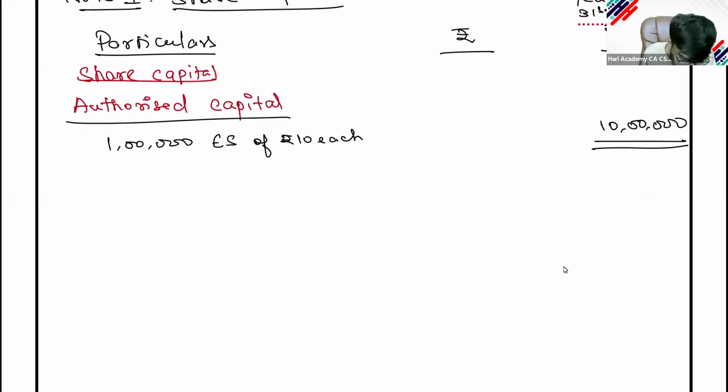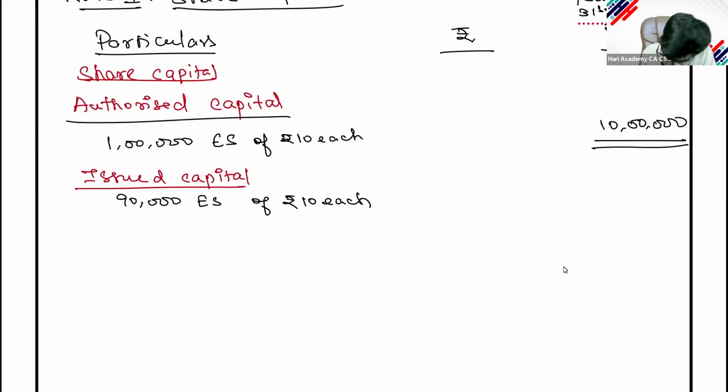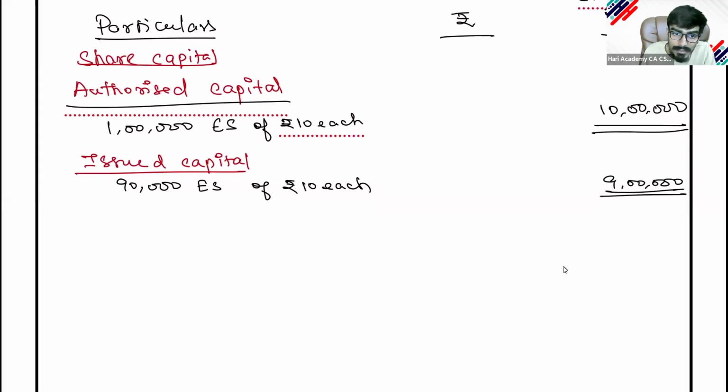Next, listen. Assume there is an issued capital. Authorized capital and issued capital both are just disclosures. 90,000 equity shares of rupees 10 each. In exams, no short forms are allowed. You should write the entire equity shares fully. That is 9 lakh. That is also not going to come, so we will balance it.